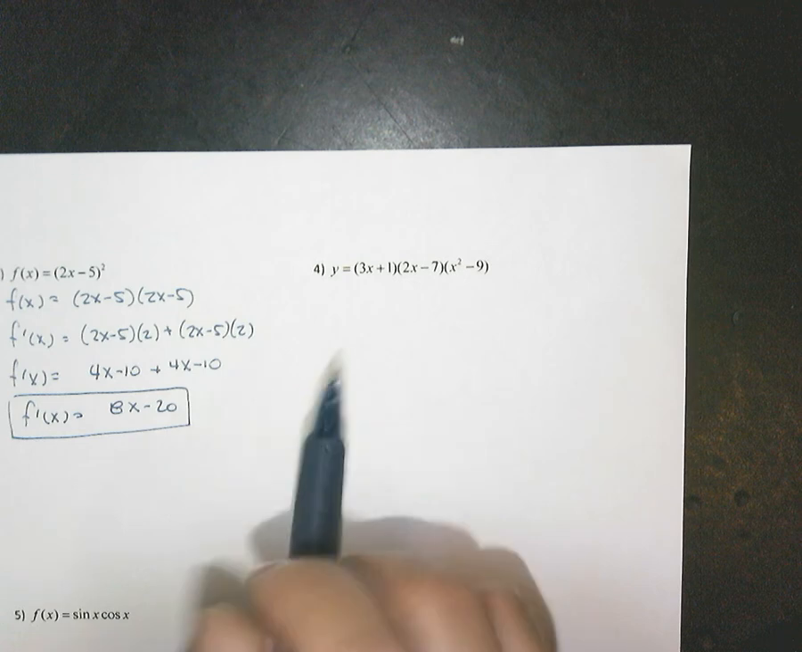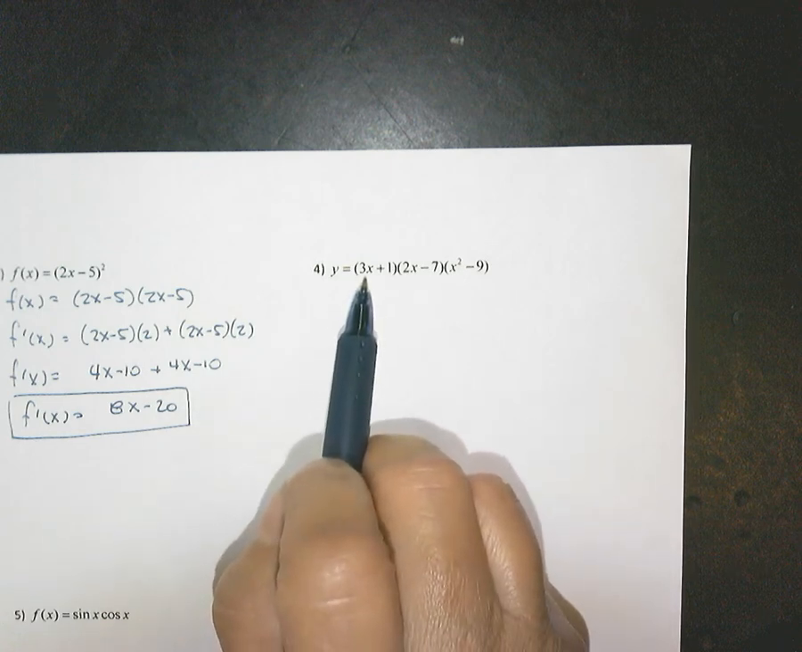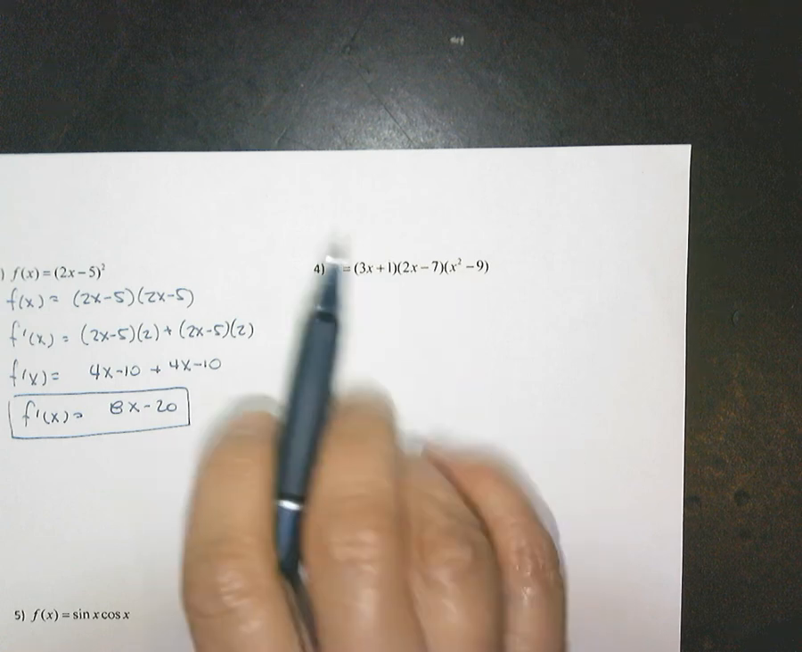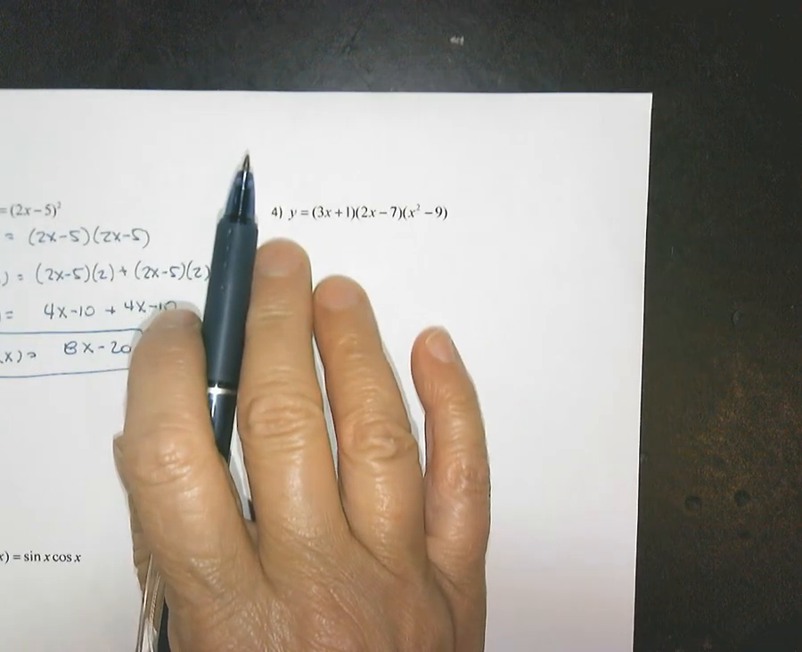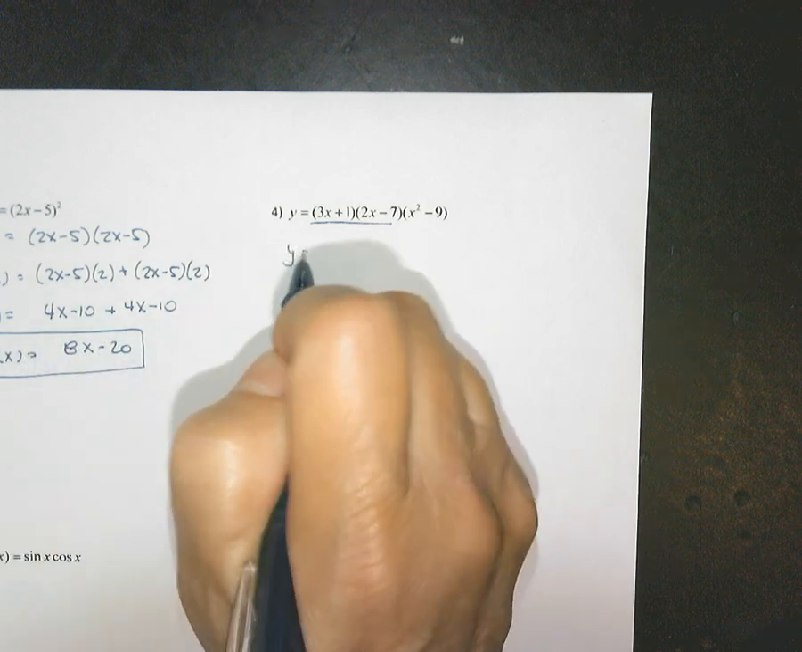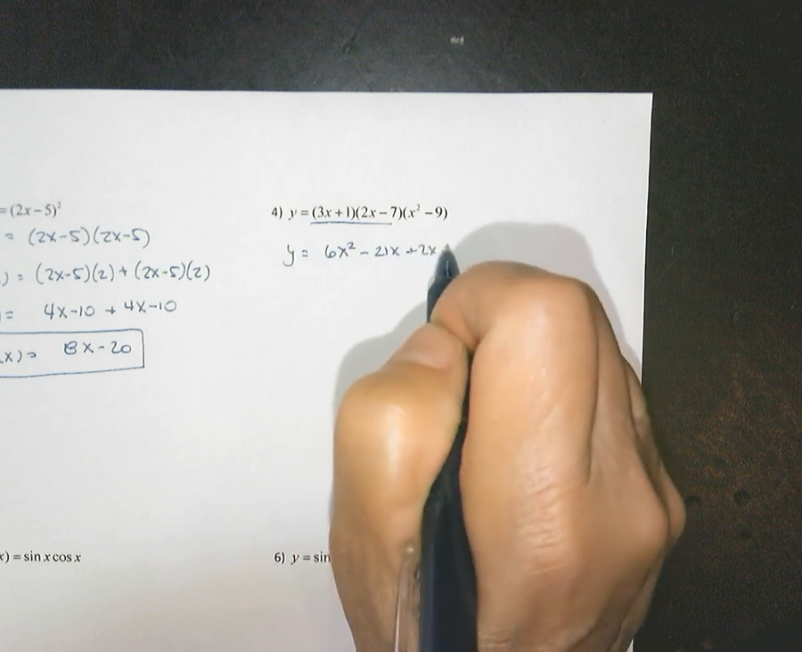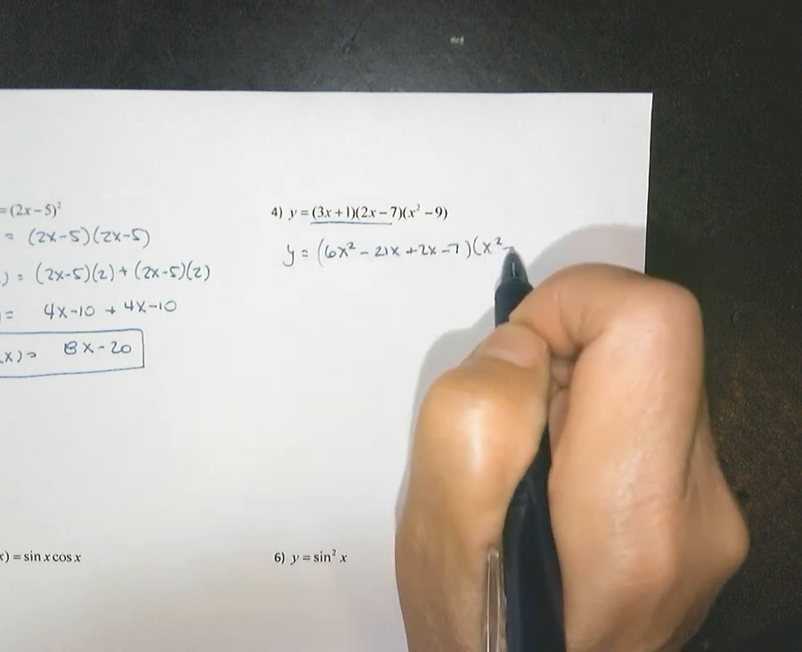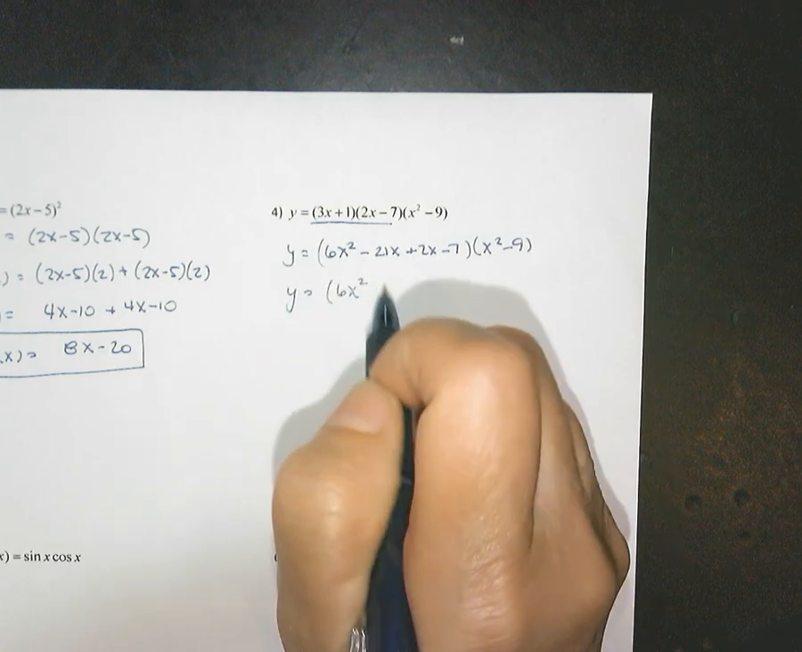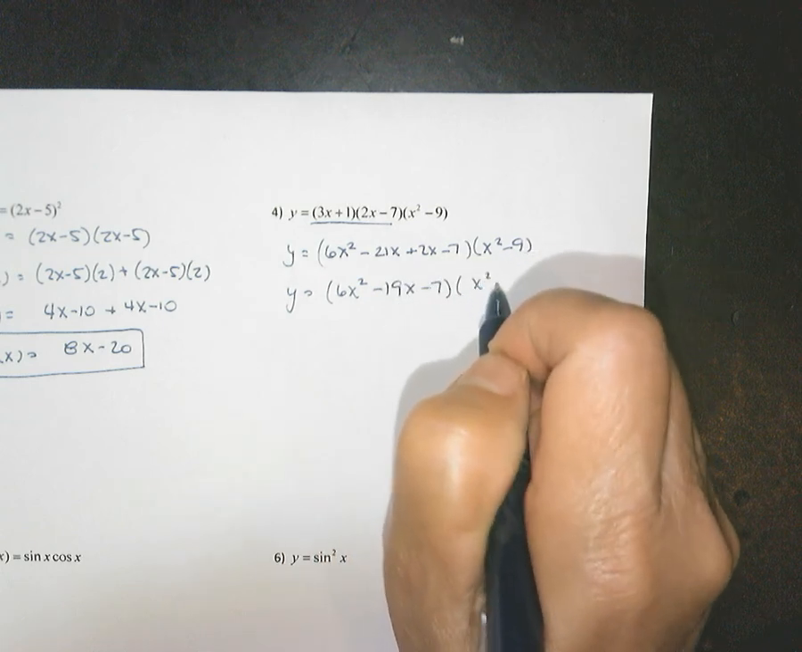Here's another one. This one has got a lot going on with it. You could do it one of many ways. There's three things going on. You could do a product rule within a product rule. I tend to start losing what I'm doing. So the way I did this one, I took these two and multiplied them together first. So I got y is equal to 6x squared minus 21x plus 2x minus 7, and then x squared minus 9. Combine my middle terms, I get y equals 6x squared minus 19x minus 7, and then x squared minus 9.